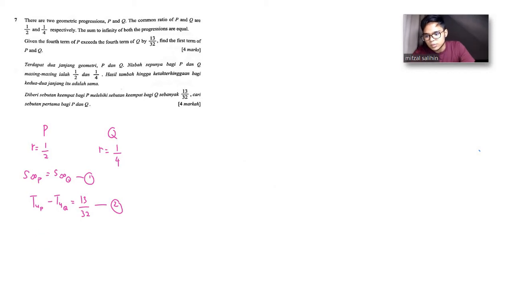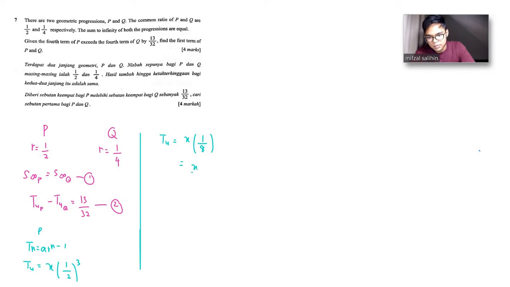So first we are going to find the fourth term of P. We know that Tn is equivalent to ar^(n-1), and T4 is equivalent to, we do not know the a, so I'll just leave it with a variable of x. x times r of P is 1/2, to the power of 4 minus 1, which is 3. So over here we'll get T4 is equivalent to x multiplied by 1/8. So x/8. So the fourth term of P is x/8.